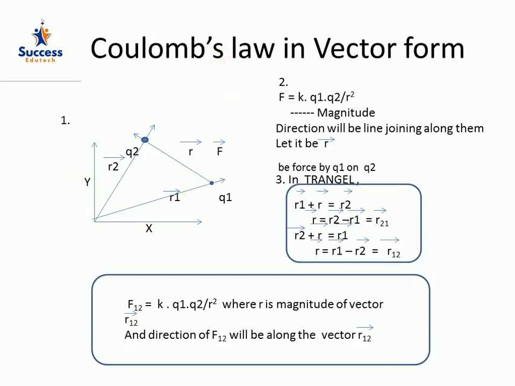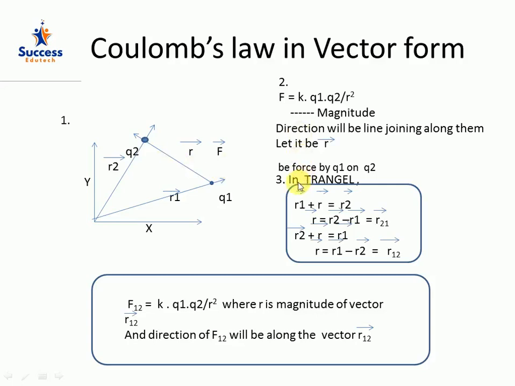Okay, so is it clear? This is called the vector form of Coulomb's law. Then what is the magnitude? Till now we have studied the magnitude of this force. This force will be K into Q1 Q2, that is the product of Q1 Q2, divided by R square, which is the distance between them. So what will be the direction of F here? Right now we have learned it will be along this line.